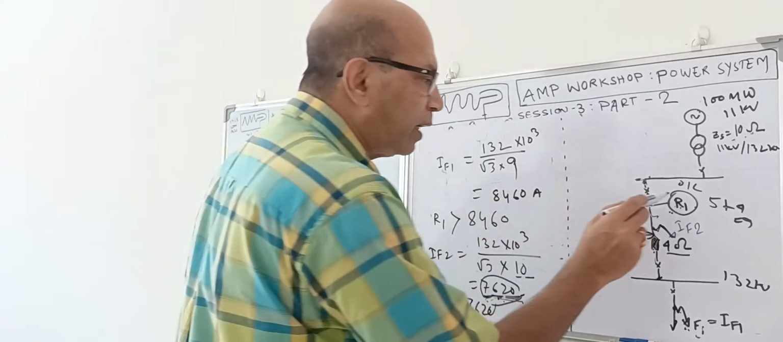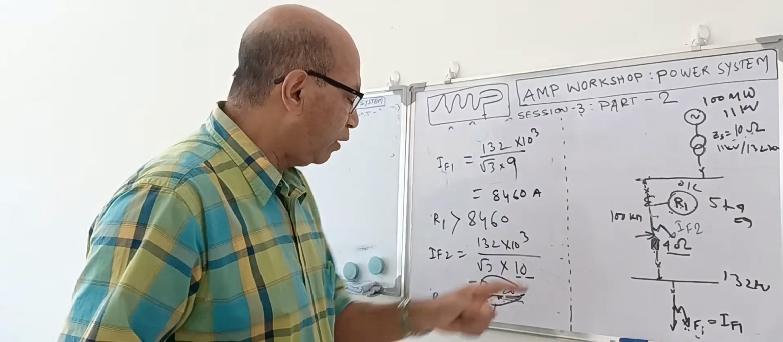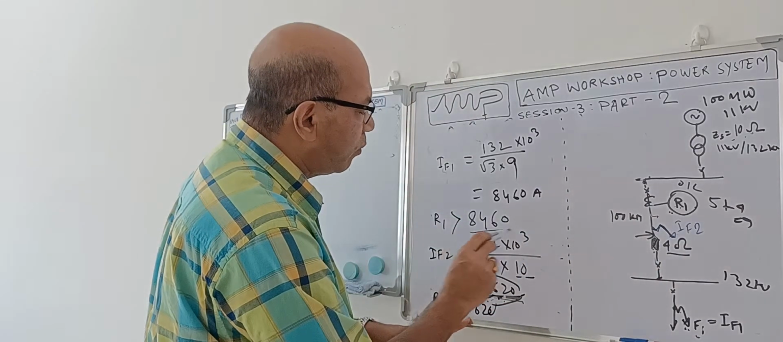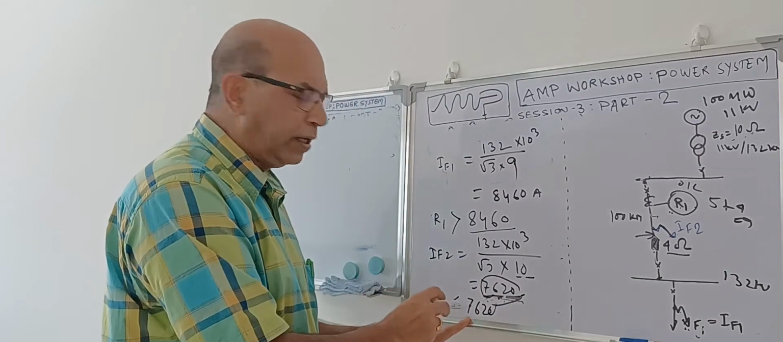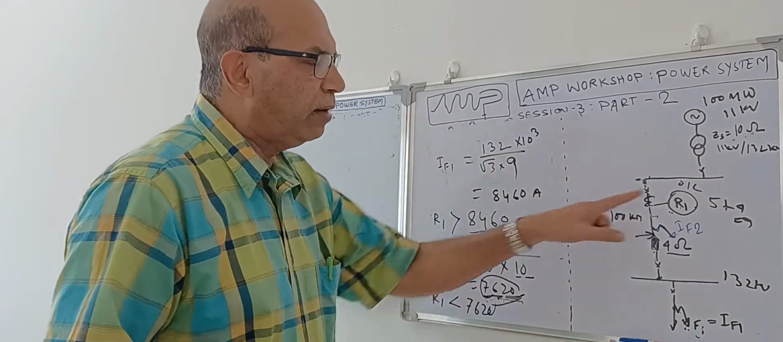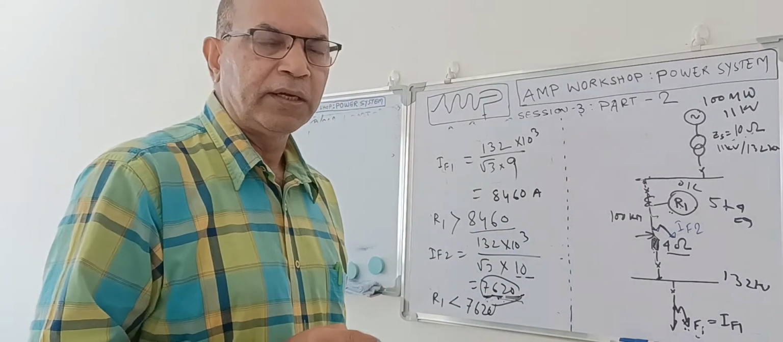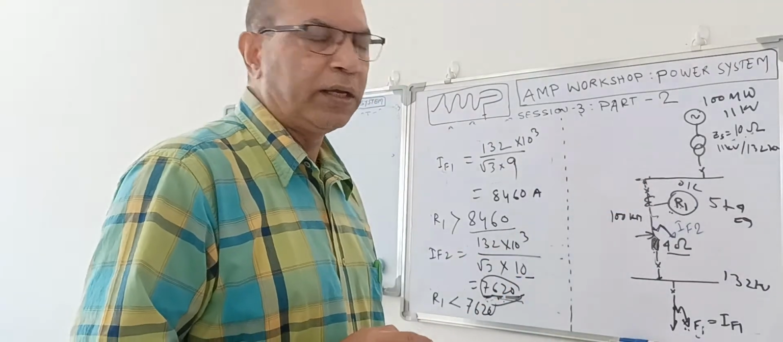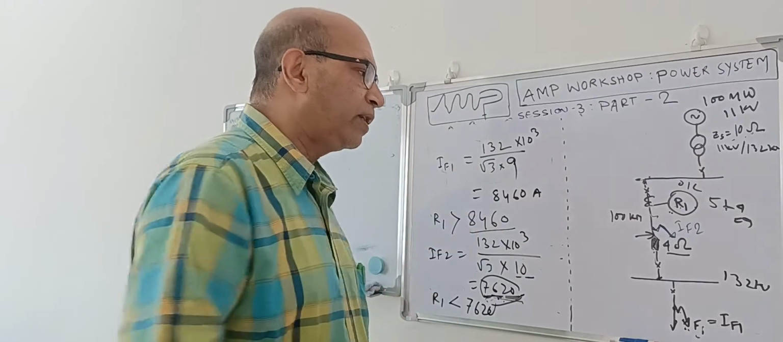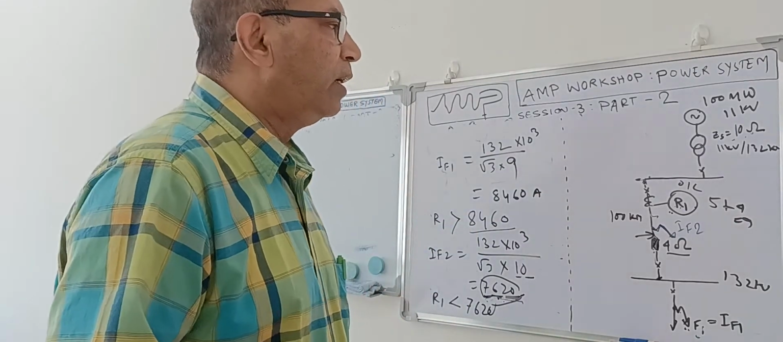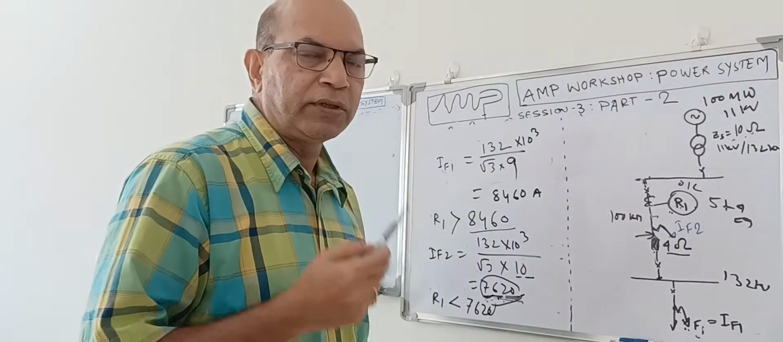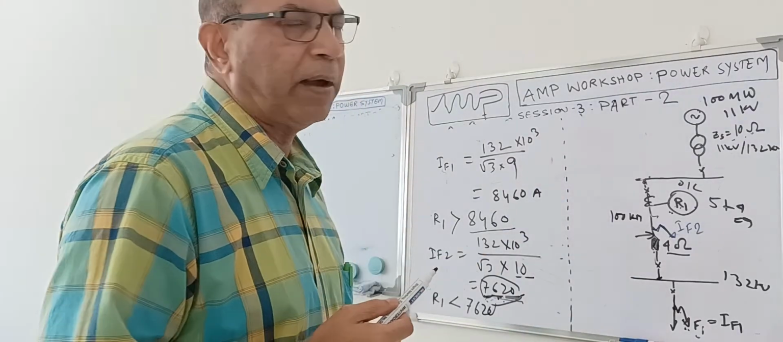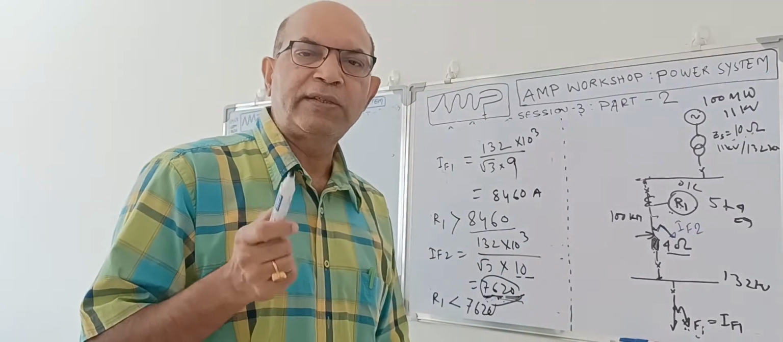So this is the maximum fault current. If this relay needs to operate, then the relay setting will be less than this 7620. On one occasion, I need the relay setting more than 8460. On another occasion, I need the relay at 7620. In the same relay, I cannot put these two types of setting. This is not possible, so in this case we cannot use an overcurrent relay. To meet this type of unusual requirement, a new type of relay has come up, which we use in this type of application. That is called the distance relay.